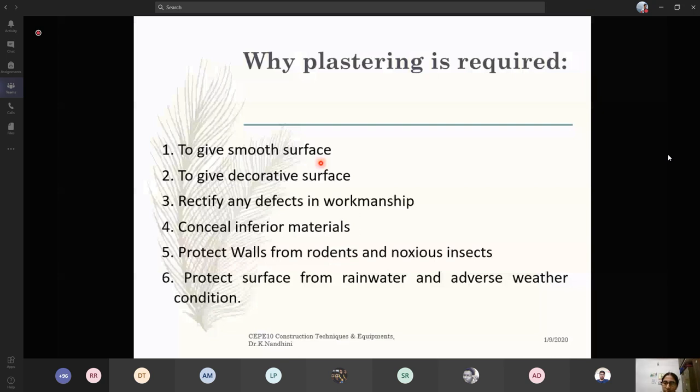Ma'am, they are same, ma'am. They are same. In a few constructions it will be same, but not in all buildings. You can go and check it. Asian Paints.